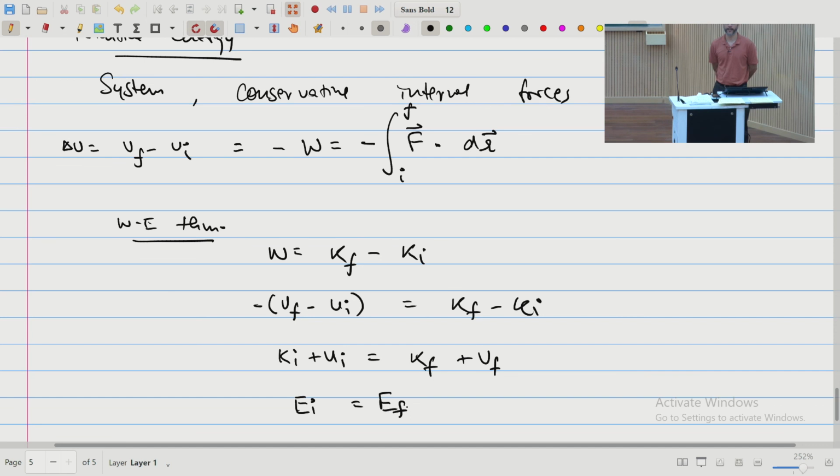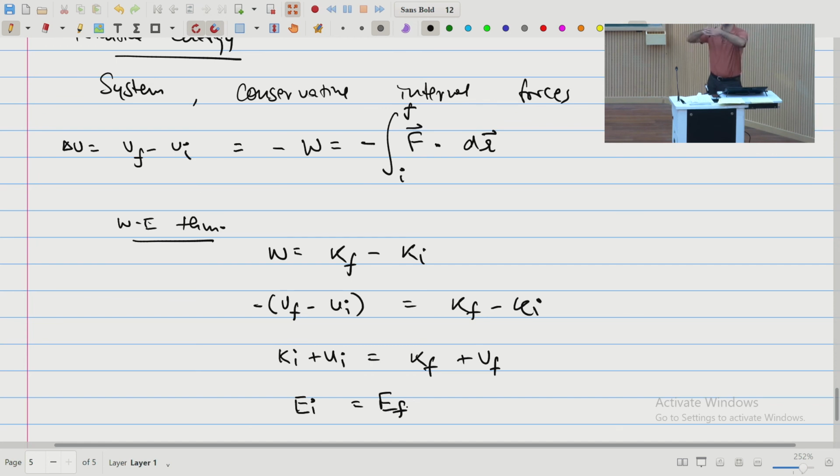If I allow an external force to act, will this be valid? No, if work is done by an external force, that could increase the energy of the system overall. So this will only be valid when there is no external force. What if my internal force here was non-conservative? Could I apply this?